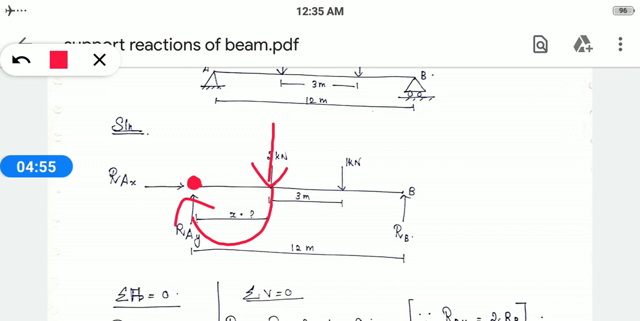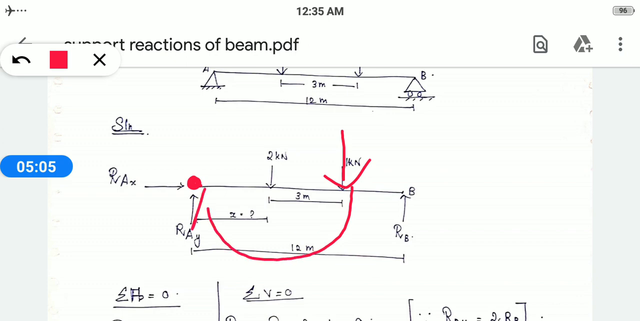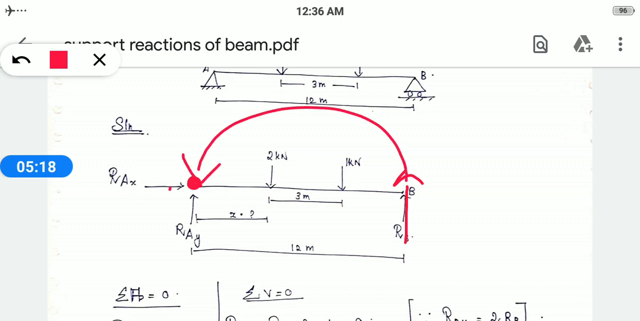So 2 into x. Same like your 1 kilonewton load is going to act at a distance of 3 plus x in a clockwise direction. That is 1 into (3 plus x). Same like your reaction at B is going to act in the anti-clockwise direction at a distance of 12 meter. This is your moment calculation.